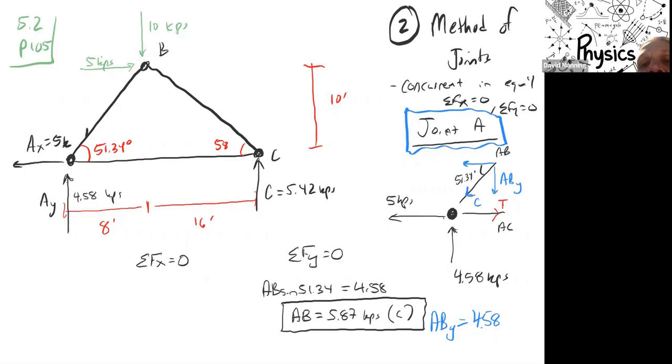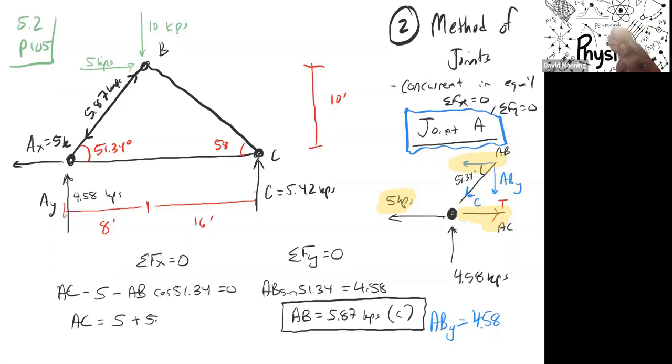Now what I like to do is go up here and write it down, because on the bigger trusses, we're going to need it later. So you write 5.87, and you put the arrows on there to show you how it's acting in the member. Now in the X direction, we have three forces. We have this 5 kips, right? We have ABX, and we have AC. We have those three forces. So here we have AC minus 5 minus AB cosine of 51.34 equals 0. AC equals 5 plus 5.87 cosine of 51.34.